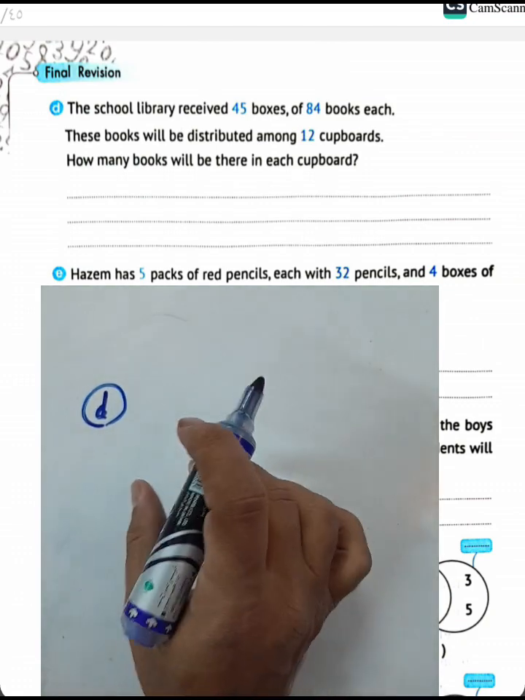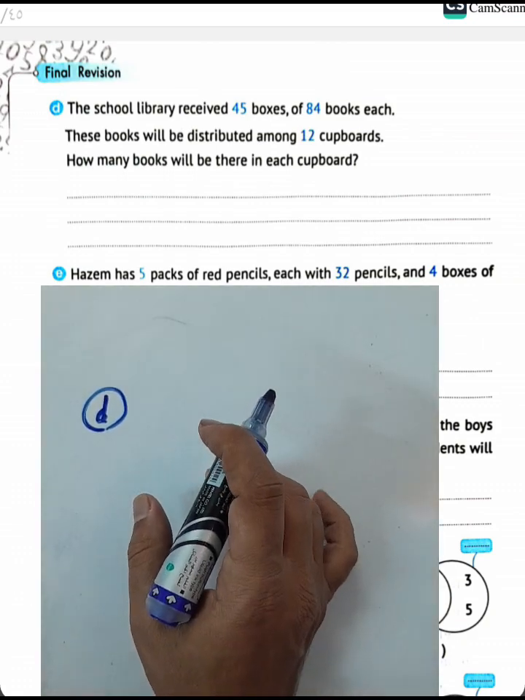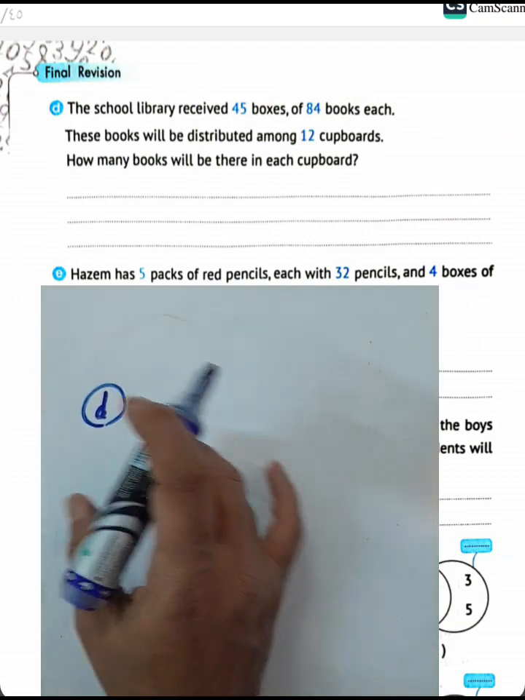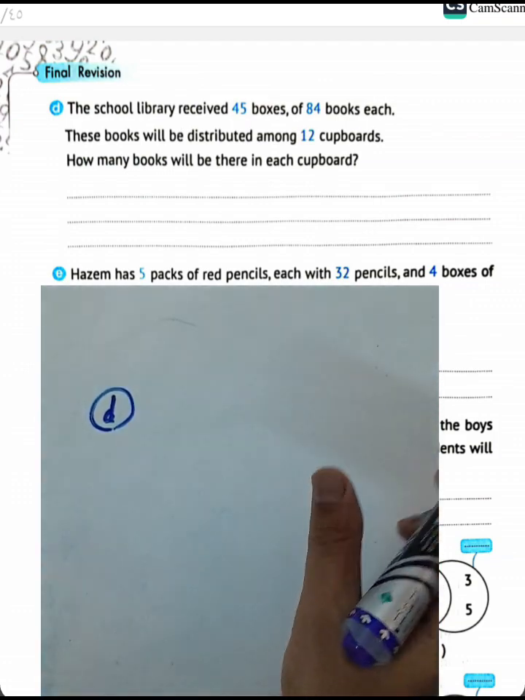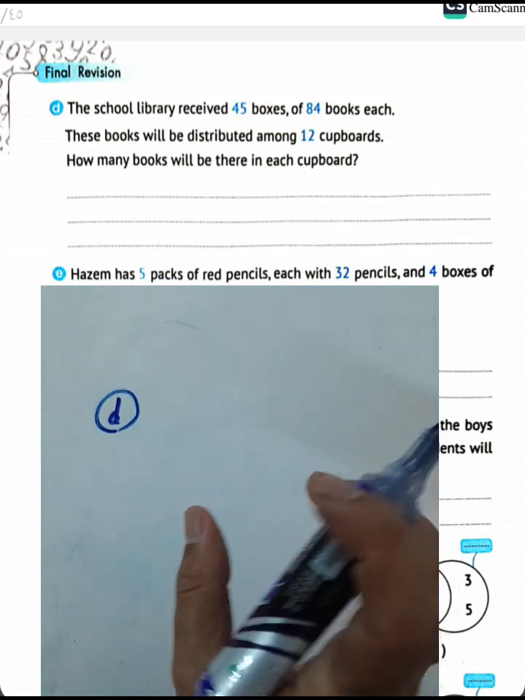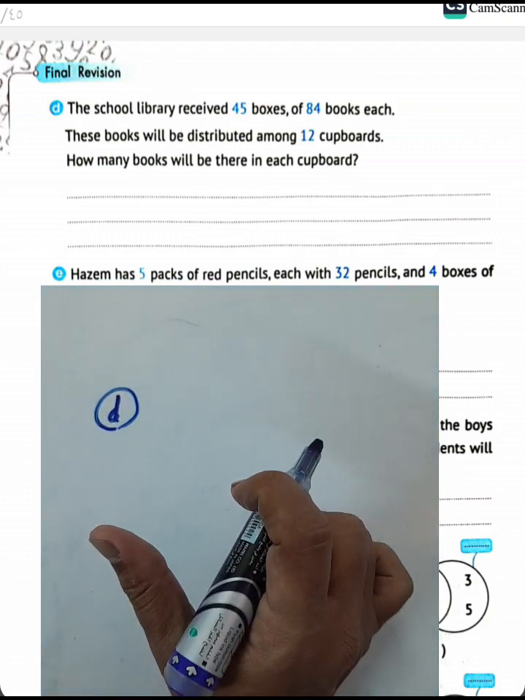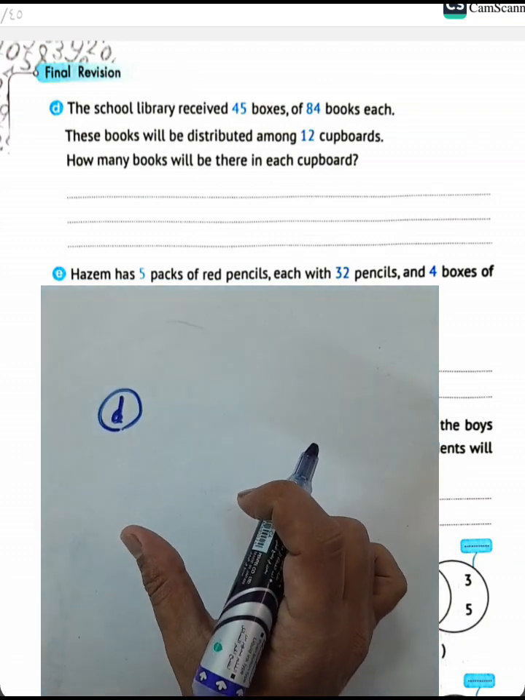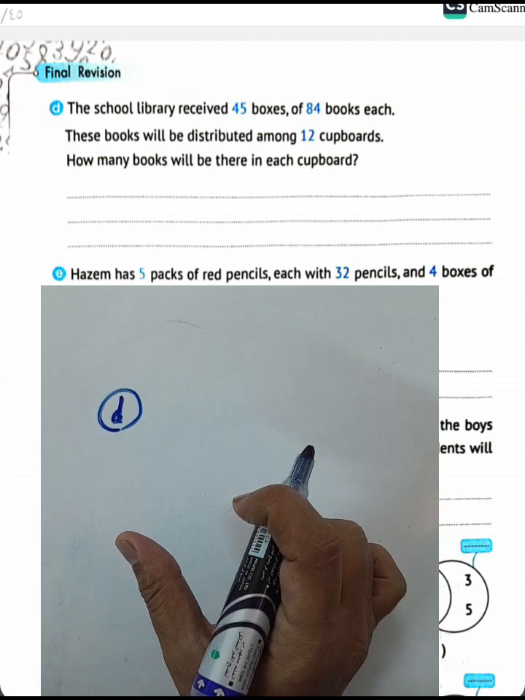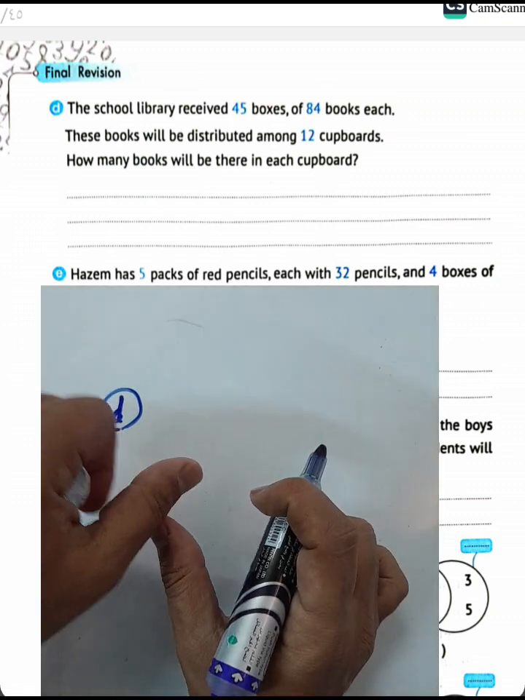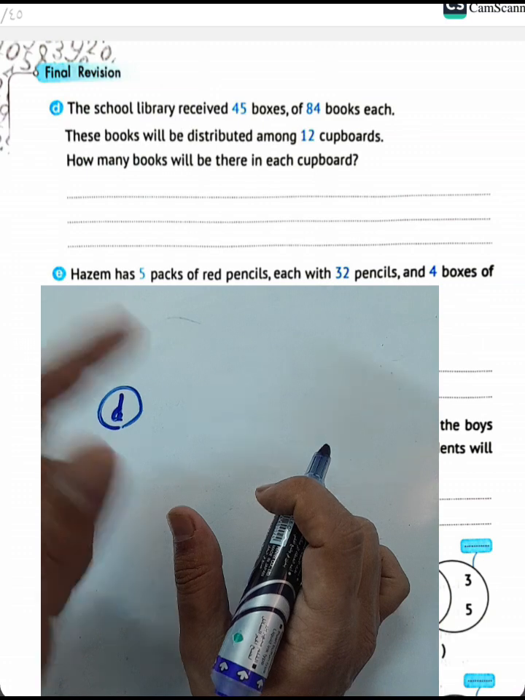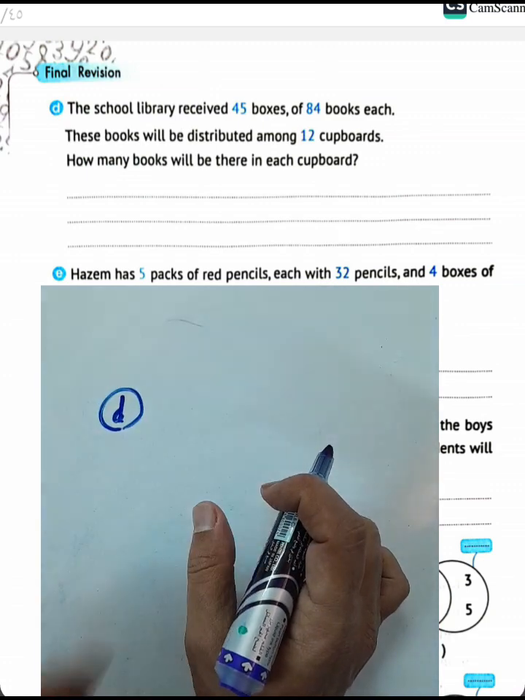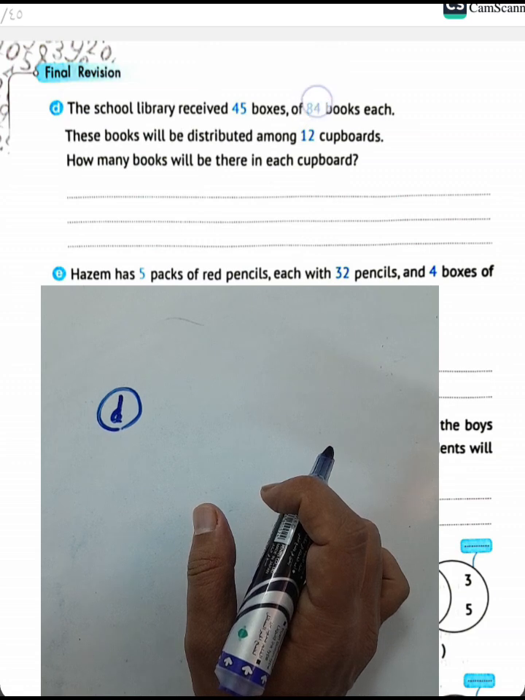Okay, we can find the product of 45 and 84 to find the total number of books, and then distribute them among 12 cupboards. So the first step, we want to find how many books here. We have 45 boxes and each one has 84. Okay, understood? We have 45 boxes and each one contains 84 books.